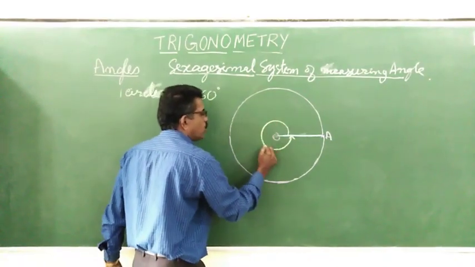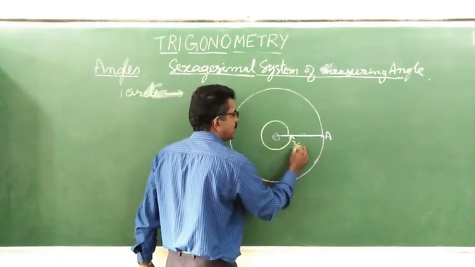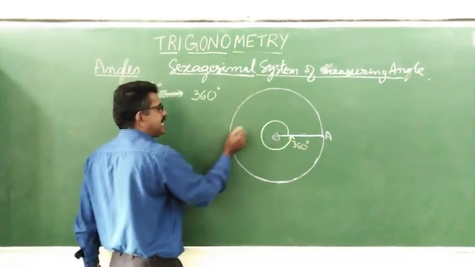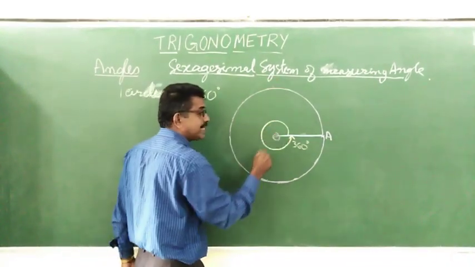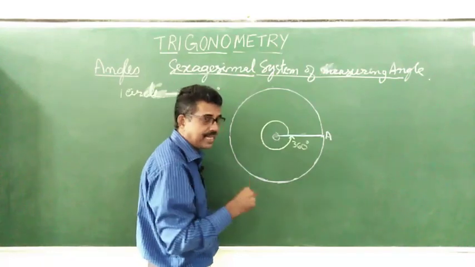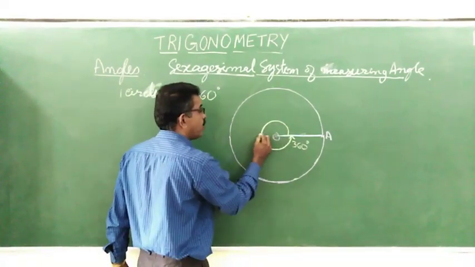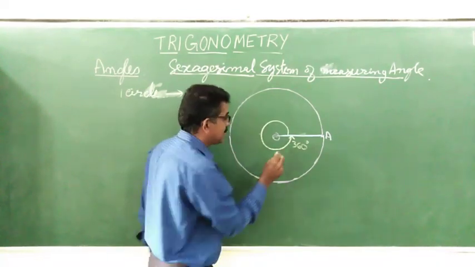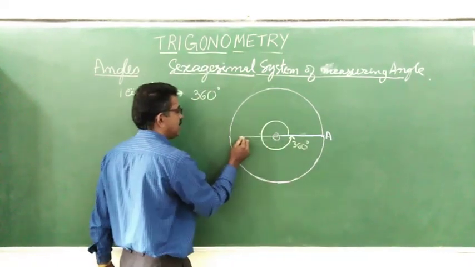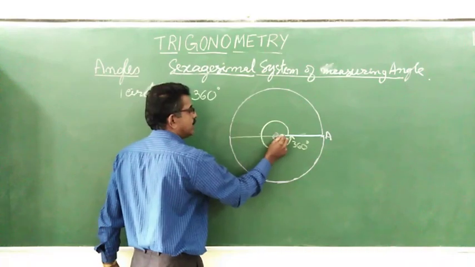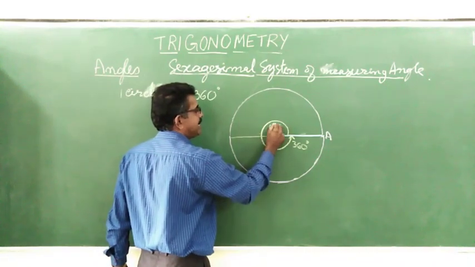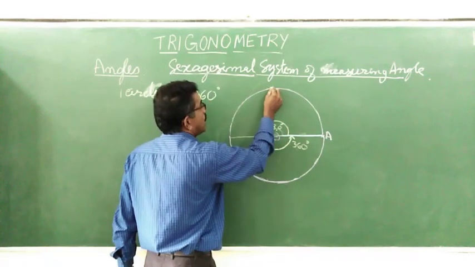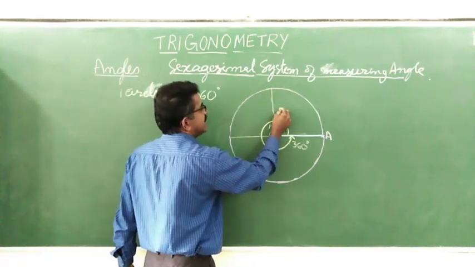This angle we call 360 degrees. The half of that is 180 degrees. A quarter of that is 90 degrees, which is known as a right angle. And half of this circular angle is known as a straight angle. Half of 360 is 180 degrees. Obvious. So half of 180 degrees is 90 degrees.